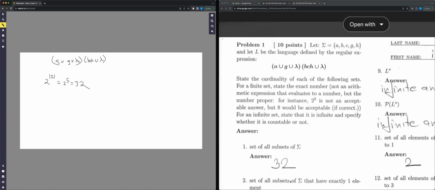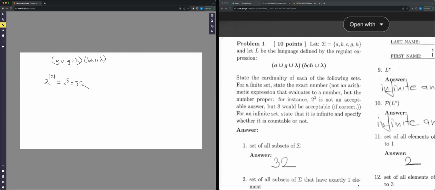Okay, this is a set of all subsets of sigma that have exactly one element. The way I do subsets, set of all subsets, is I use Pascal's triangle. If you can draw a Pascal's triangle and then just go to the row that you need, then this answer becomes very easy.